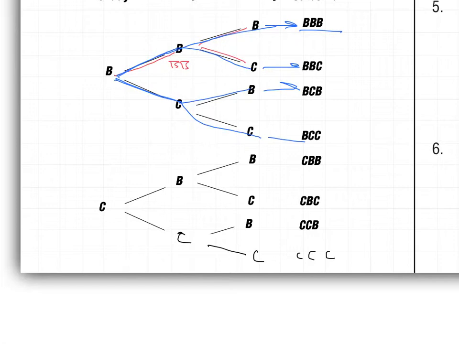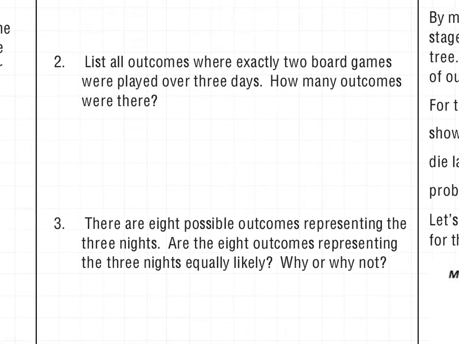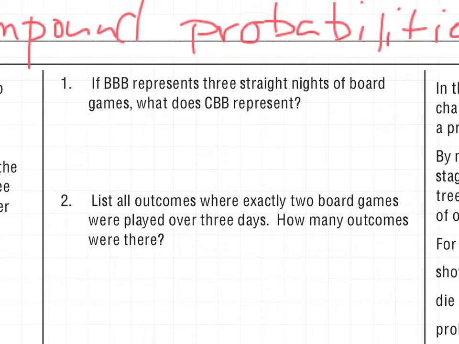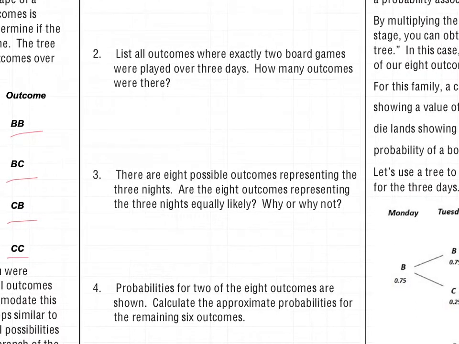Another way we can think about this: there are 2 possible outcomes, 3 different events, 2 times 2 times 2. That's how we should know that there are 8. So coming over here, if BBB represents 3 straight nights of board games, what does CBB represent? Go ahead and answer that question. Actually, answer questions 1 through 3.